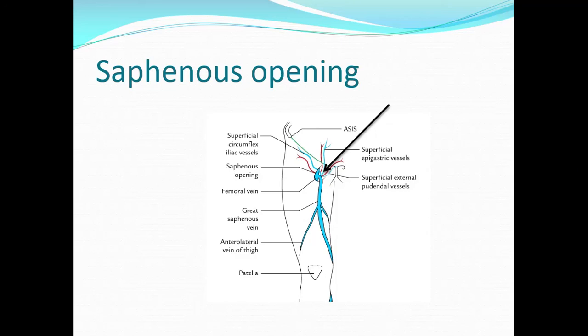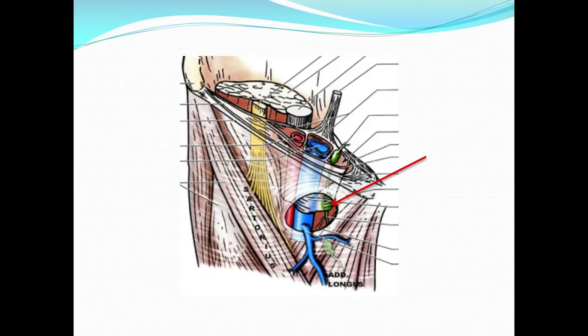One fascia which covers this saphenous opening is known as the cribriform fascia. Cribri means hole, so there are multiple holes present in the cribriform fascia. There are some structures which pierce the cribriform fascia, and these are the superficial external pudendal artery, superficial epigastric artery, superficial circumflex iliac artery, and lastly the great saphenous vein. So this is the saphenous opening.